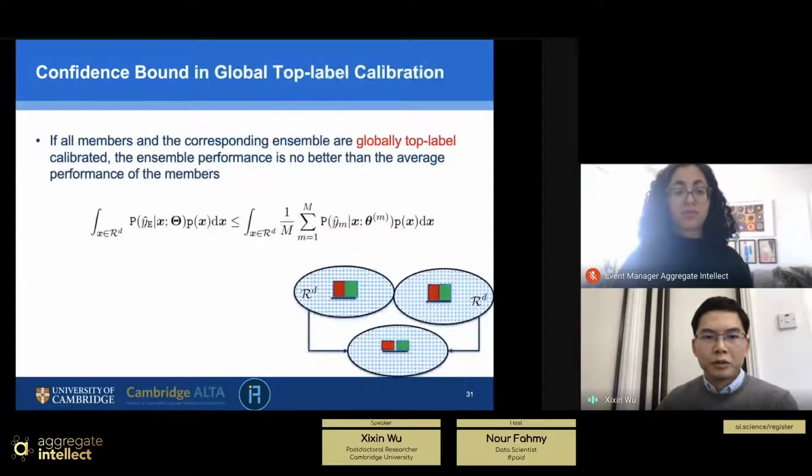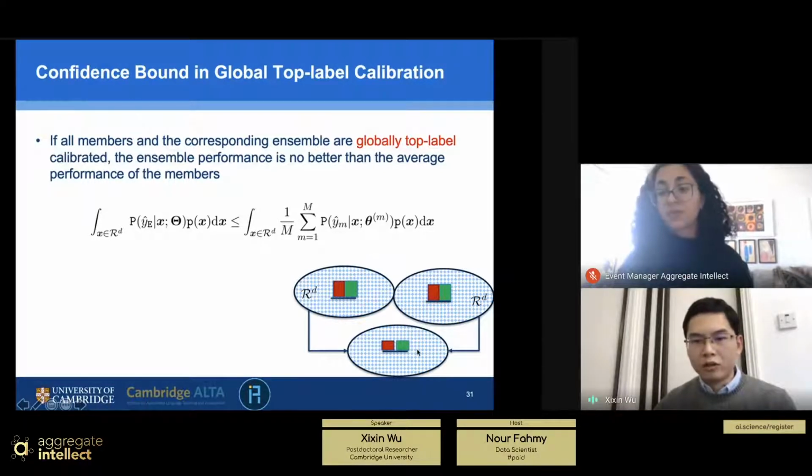And so now we look back to the global region, and we can see that because we have the bound, if we say that all the members and the corresponding ensemble are globally top-level calibrated, then we can say that the ensemble performance is no better than the average performance of the members. Why? Because if all of the members are calibrated and the ensemble is also calibrated, then for the members the accuracy and the confidence should be the same, and for the ensemble the accuracy also equals the confidence. But the ensemble confidence is always lower than the mean of the members' confidence. So the ensemble accuracy should be lower than the mean of the members' accuracy.